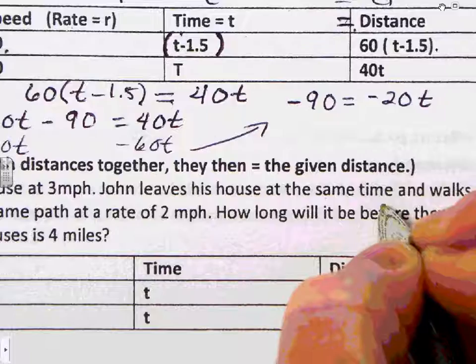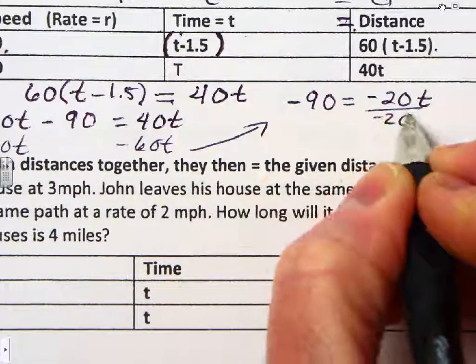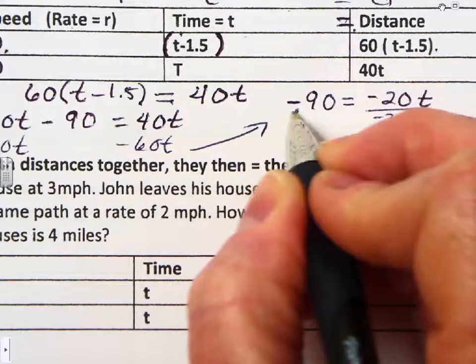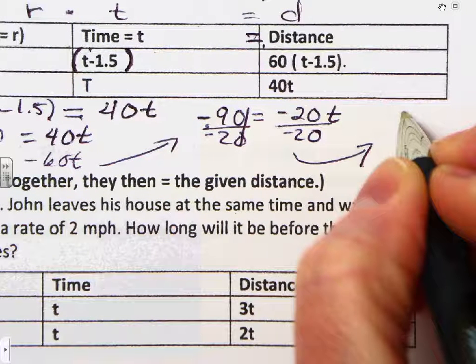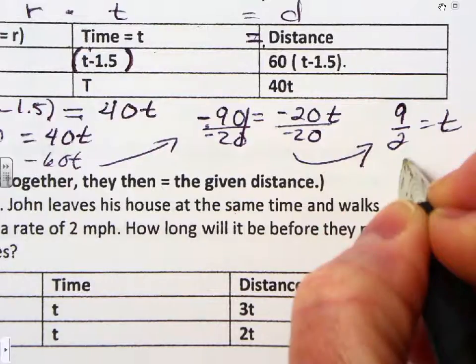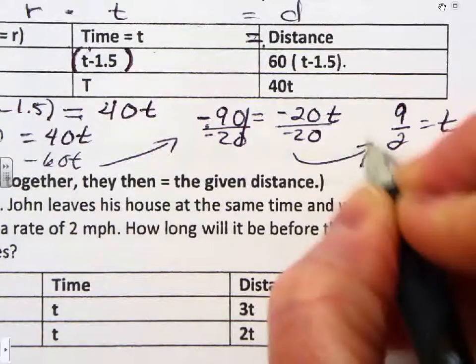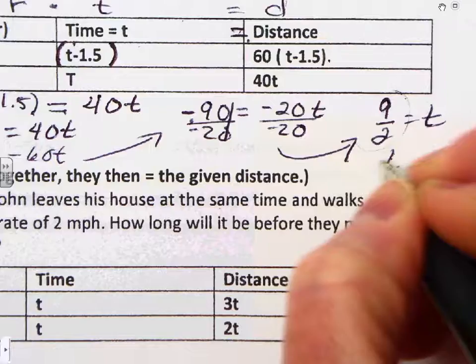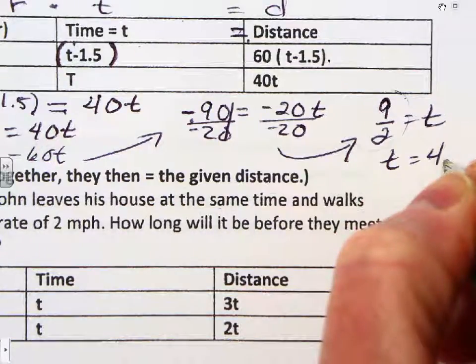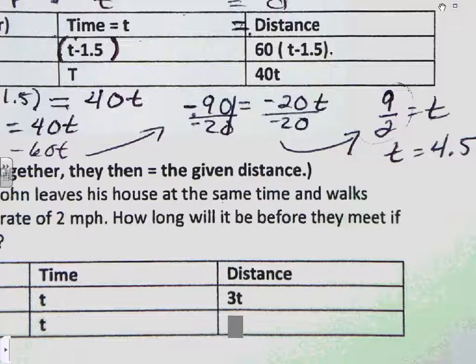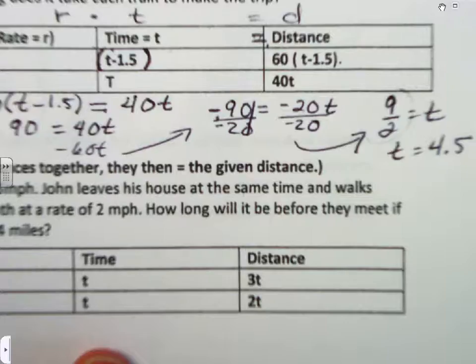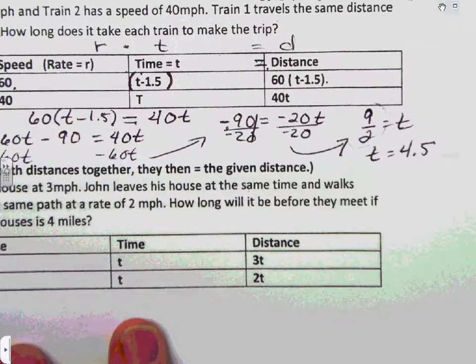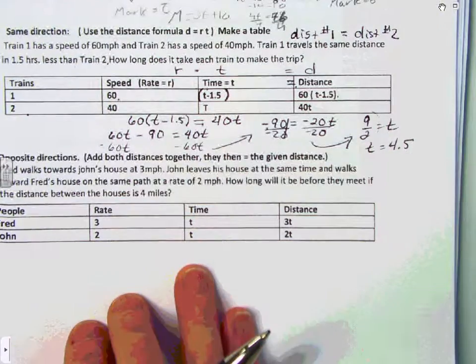Still got to get the t by itself, so I have to divide. So if I change this 9 over 2 into a decimal, I get that t is equal to 4.5, right? Yeah. Okay, now you go back and you look at your table. What is it going to replace? What am I going to fill in on that table now? So whose time did I actually find? Train 2. I found how long train 2 would be traveling.